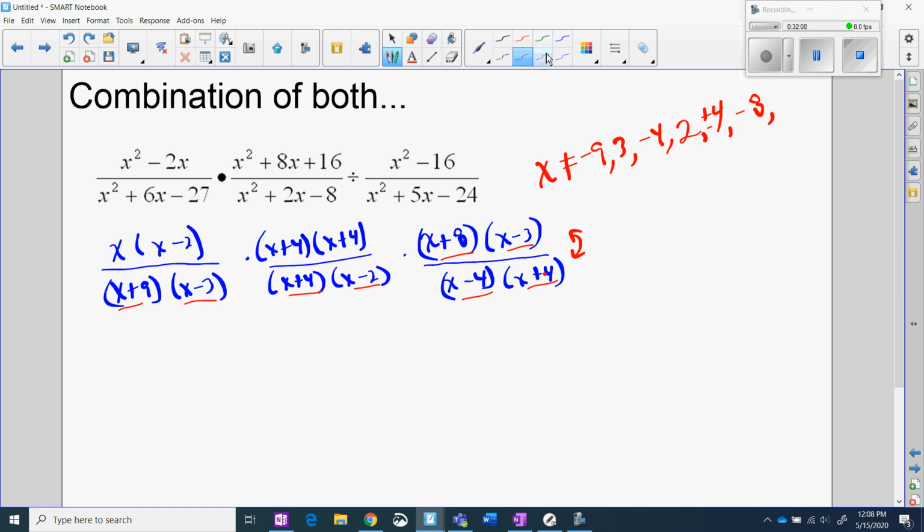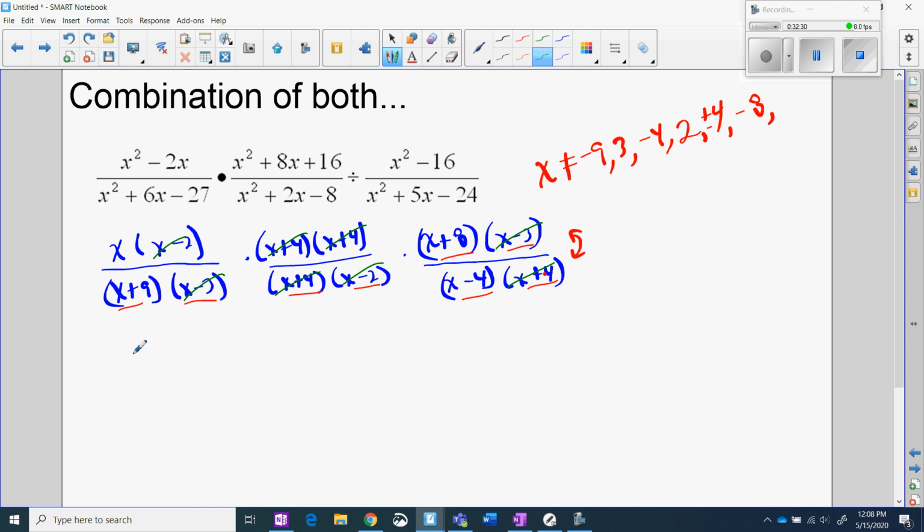Okay, so now let's do the fun part. Cross out the common factors. X subtract 2, we'll cross out this x subtract 2. This x plus 4, we'll get rid of this x plus 4. This x plus 4, we'll get rid of this x plus 4. X subtract 3, we'll get rid of x subtract 3. I think that is it.